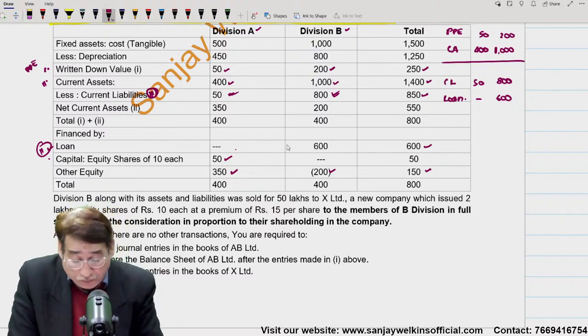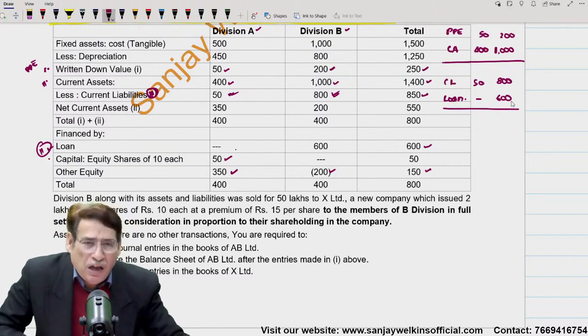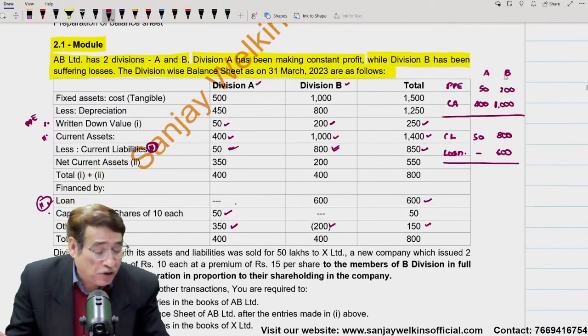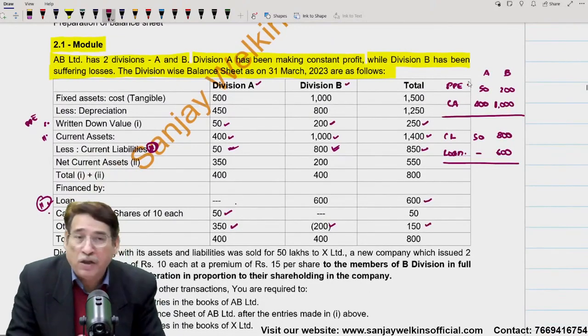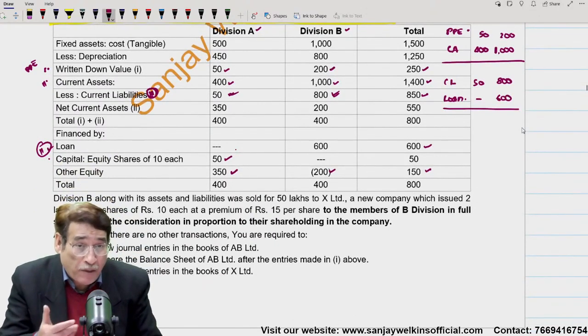And then you are being given capital and other equity. We have to take care of only assets and liability. So if you look closely, actually this balance sheet contains these items. Of course, it is at written down value. Now, further the question says that this is an art. That is what I meant by it.